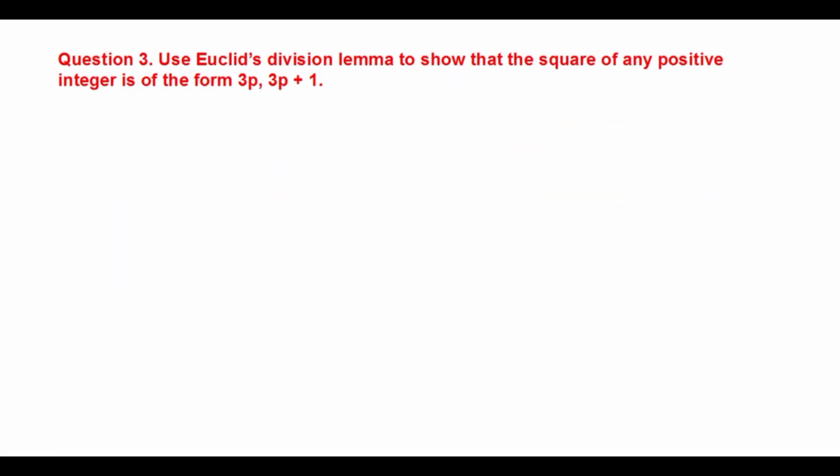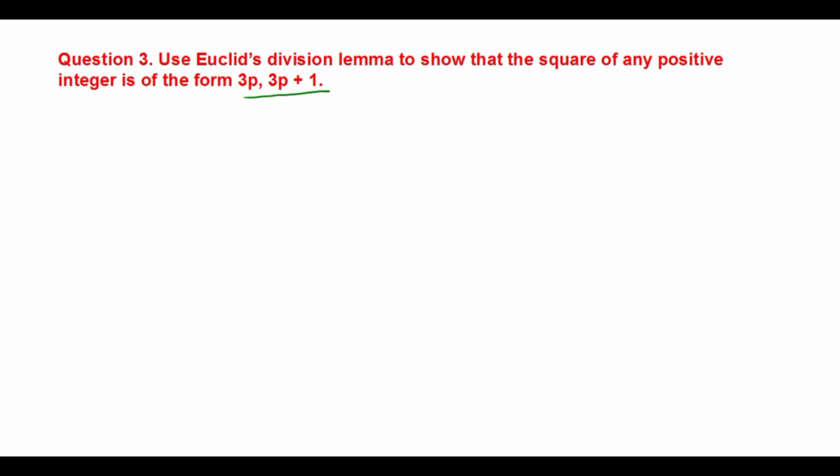Use Euclid division lemma to show that the square of any positive integer is of the form 3p or 3p plus 1. So dear students, you take any natural number or any positive integer, you can take the square of it, and if you divide by 3, you will get only two chances, that is either 3p or 3p plus 1. So let us discuss with some examples.